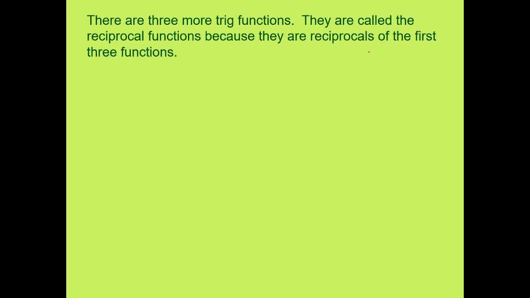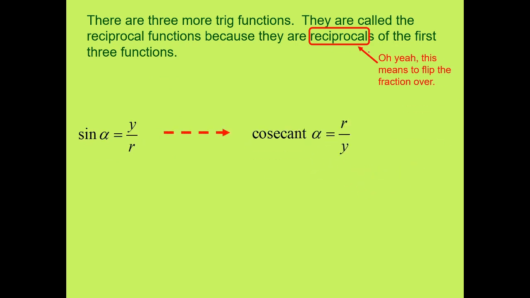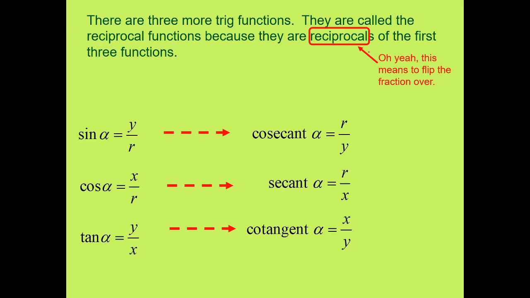So there are three more trigonometric functions. They are called the reciprocal functions because they are reciprocals of the first three functions. Reciprocal means the opposite, right? For example, what is the reciprocal of x? That's 1 over x. So flip it over. Flip the fraction over. So for example, for sine A, instead of y over r, it becomes r over y, and that is now the cosecant. So the reciprocal of sine A is cosecant A. We have cos A as secant A, and we have tan A as cotangent A.